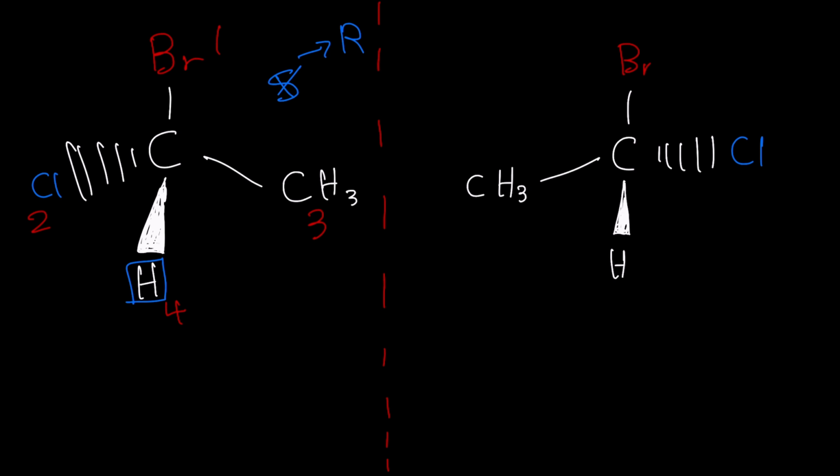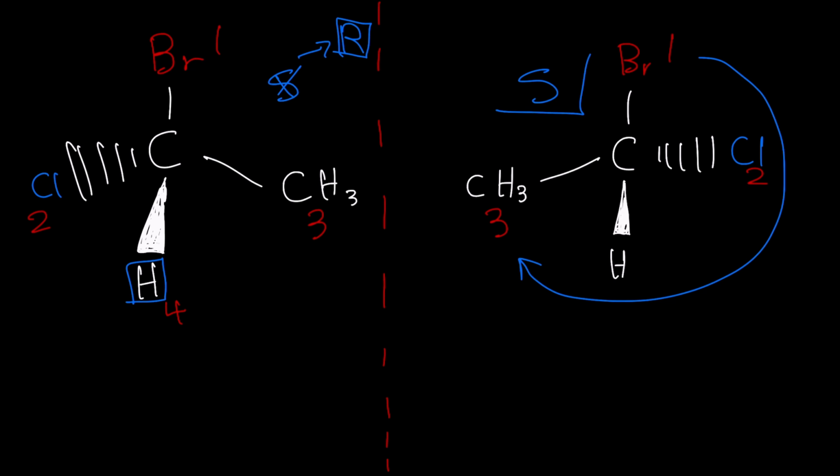On the right side, if you go in this way, it looks like this is an R because it's going clockwise. However, the hydrogen is coming out of the page once again, so this is actually an S. So as you can see again, the configurations around that central carbon are different.